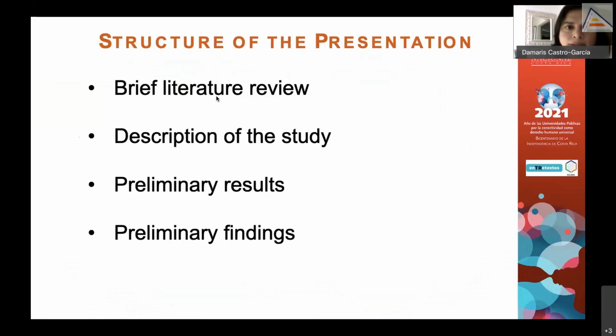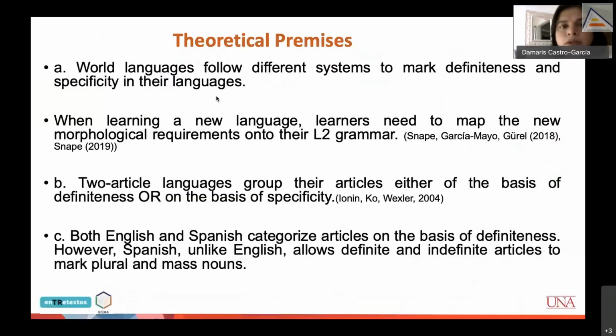and preliminary findings. So as we all know, world languages can follow different kinds of patterns to mark definiteness and specificity. That is how we use articles to associate with nouns. There are different kinds of patterns. Some languages use, like Spanish and English too, we use definiteness as the base. Some other languages do not mark for either one of these. And some other languages mark using different kinds of object markers.